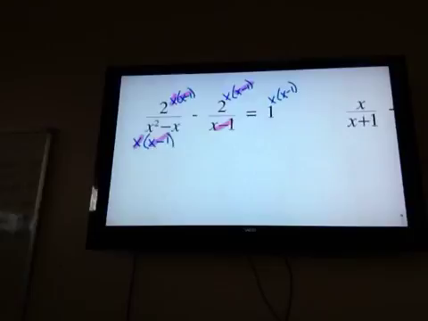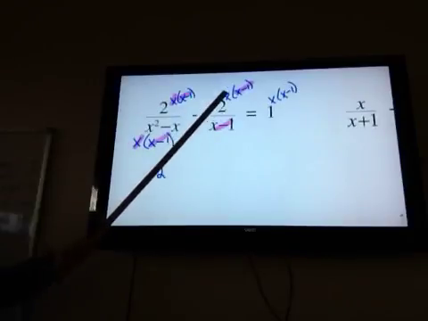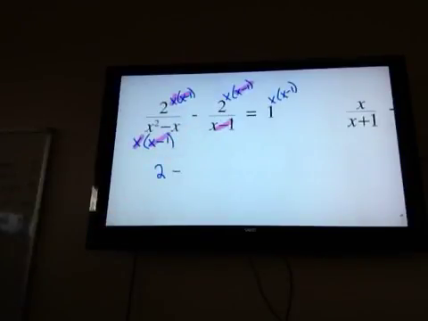So what do I have left? I have 2, minus 2 times x, minus 2x. And on the right side, I have 1x times the quantity x minus 1. So I'm going to distribute 1x times x, 1x squared, 1x times minus 1, minus x. Now, we have an equation left that has a power in it.